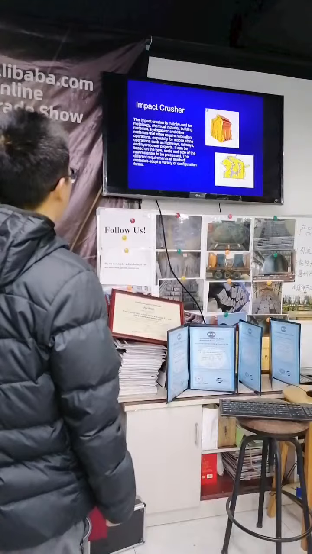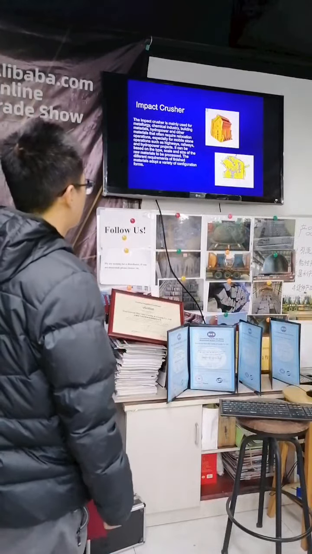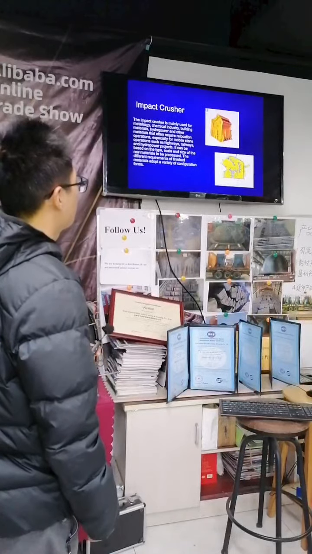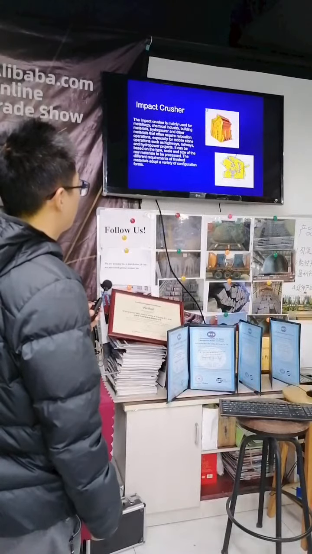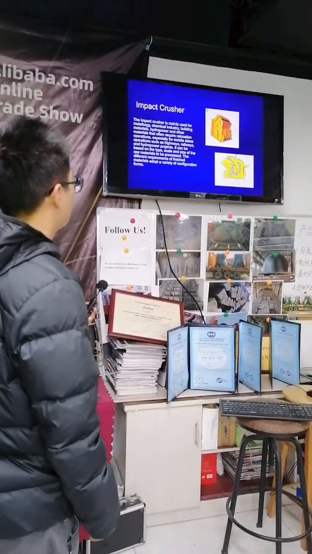The next is impact crusher. We can clearly take the picture on the bottom right as a reference to have a deep understanding about its working principle.